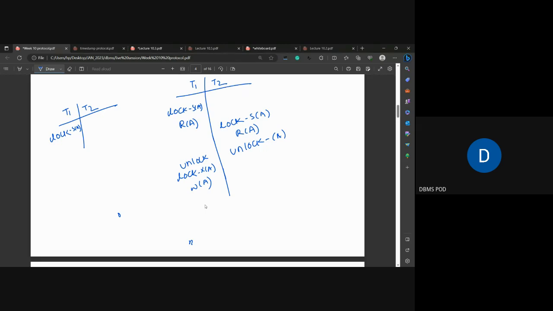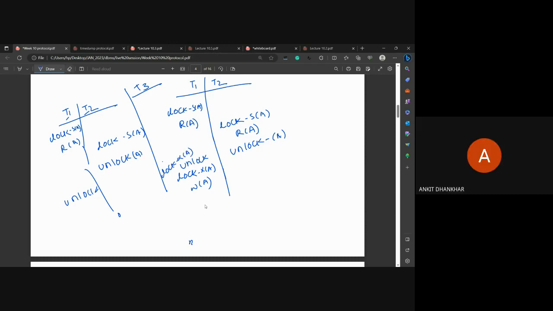See, in T1 only shared lock is applied. You can read A. You can also apply shared lock on T2, right? So we applied shared lock in both transactions, T1 and T2. Suppose T3 wants to write on data item A, then we have to unlock both transactions. Unlock here also, then unlock here also. Then we can apply the exclusive lock for writing. So it will unlock from all the transactions.